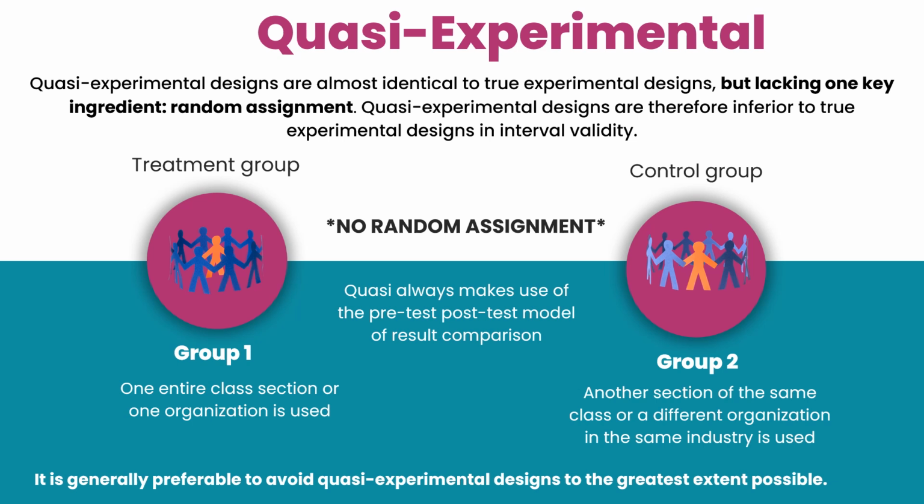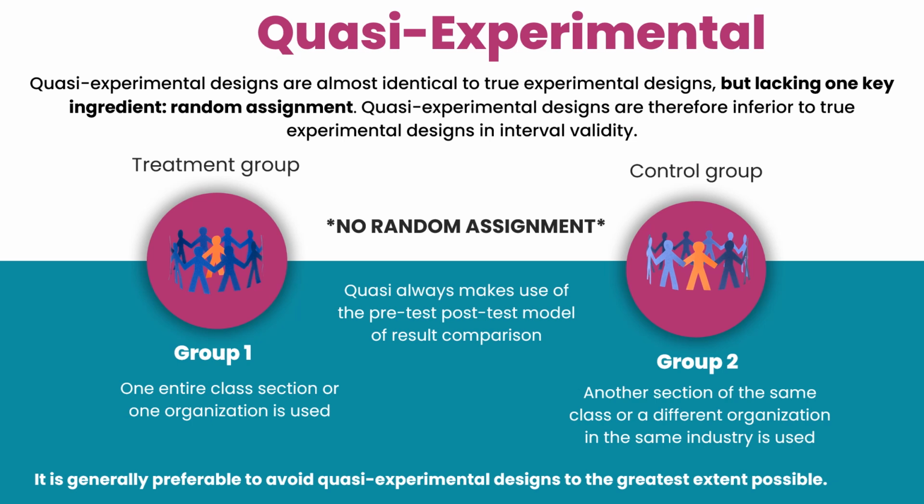Okay, it is generally preferable to avoid quasi-experimental designs to the greatest extent possible. This is why, because of the lack of random assignment. In this research design, an independent variable is manipulated, but the participants of a group are not randomly assigned. This type of research design is used in field settings where random assignment is either irrelevant or not required.